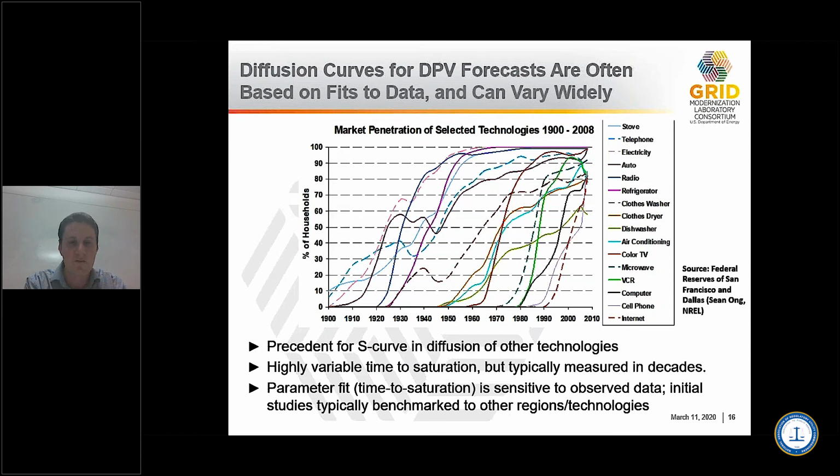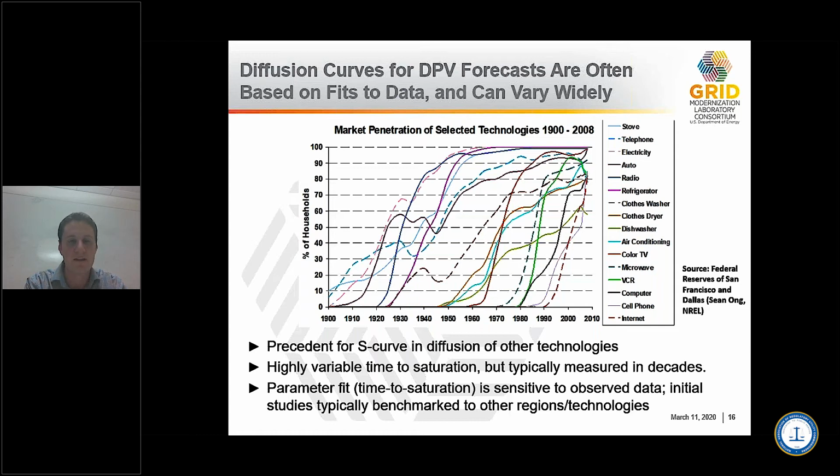And so the few things that we can take away from this is that there is a strong precedent for using S-curves in the diffusion of other technologies. Now, these are not necessarily all perfect benchmarks for distributed solar. I think, as I mentioned earlier, distributed solar is often thought of as a way to save on your electricity bill. It has a monetary economic component, whereas you really can't say what is my payback period for a radio or television. It improves my lifestyle insofar as anything else.